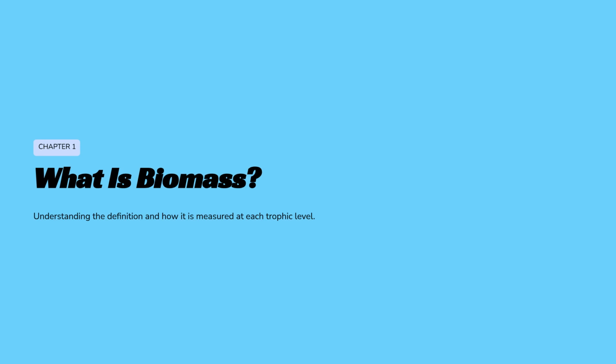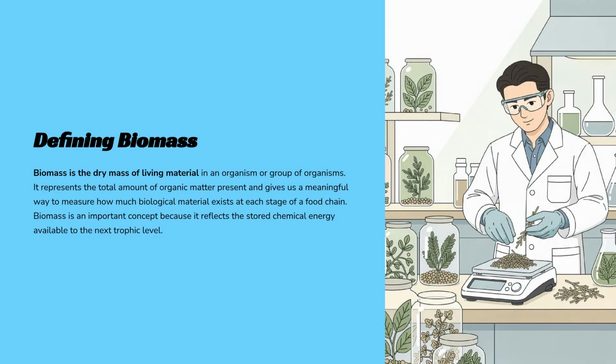Let's begin Chapter 1. What is biomass? We will look at its definition and how it is measured across different trophic levels. Biomass is defined as the dry mass of living material in an organism. It represents the total organic matter and reflects the chemical energy available to the next trophic level.